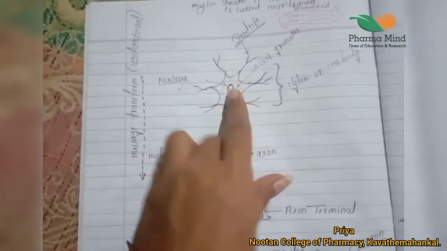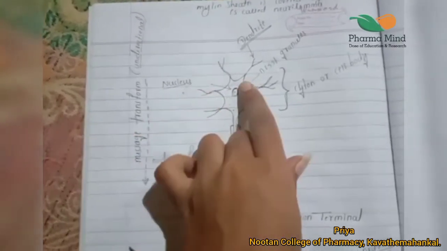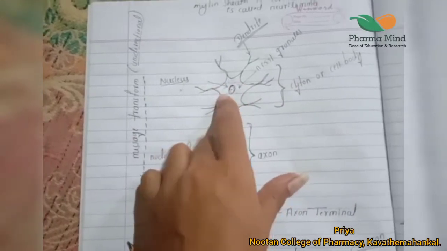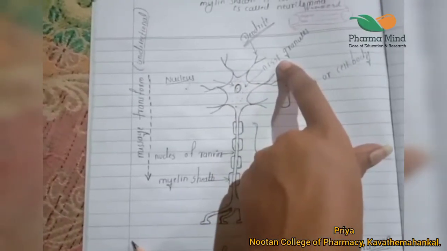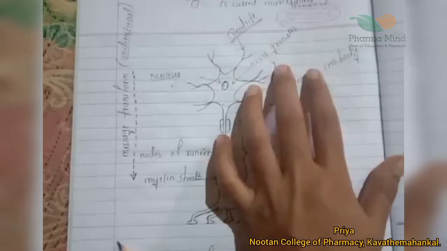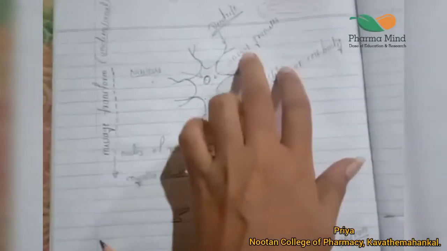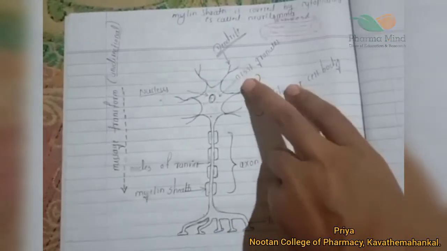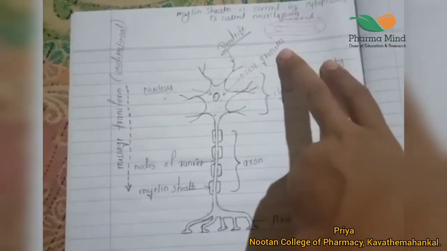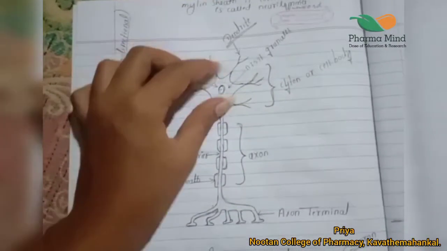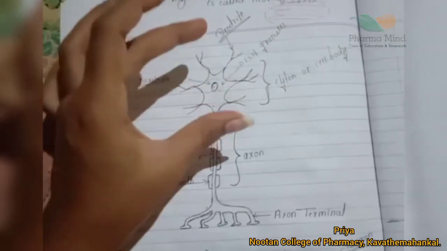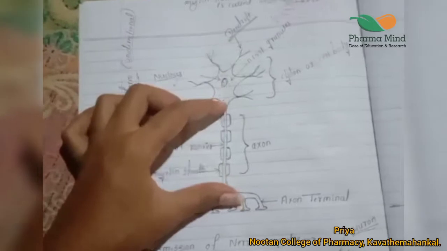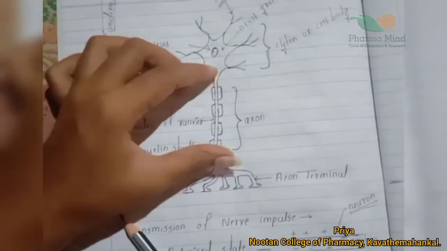This rounded structure is the nucleus, and second, there are small rounded particles called Nissl granules. What are the Nissl granules? They help in protein synthesis. This is very important. Nissl granules help in protein synthesis. And the next part, the middle part, is called the axon.